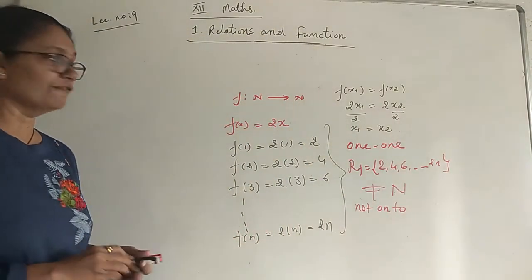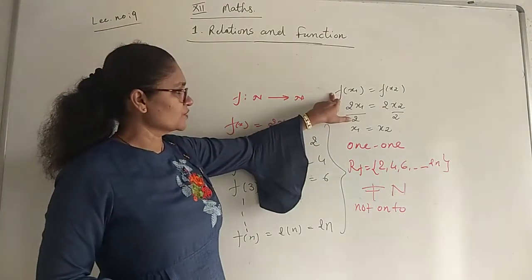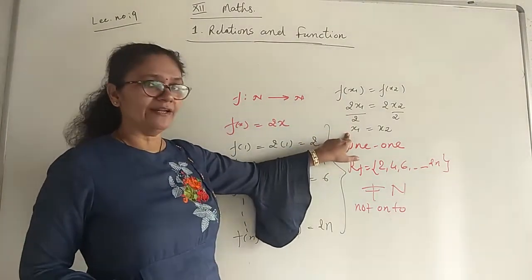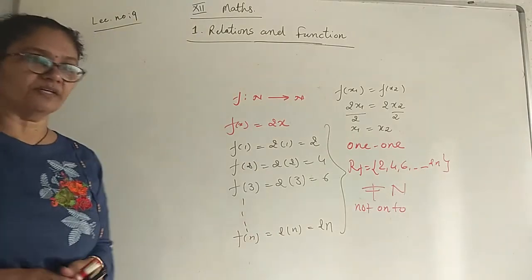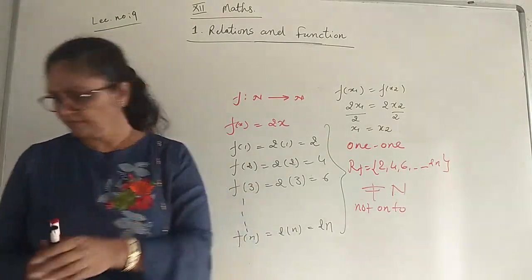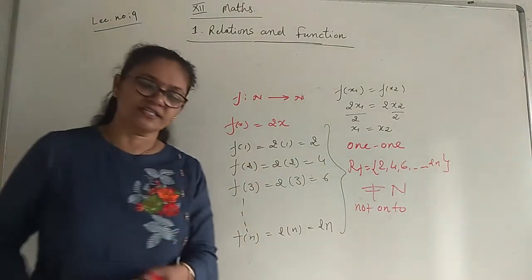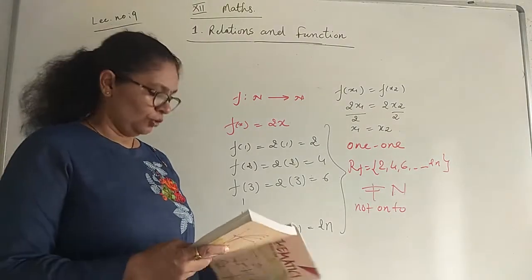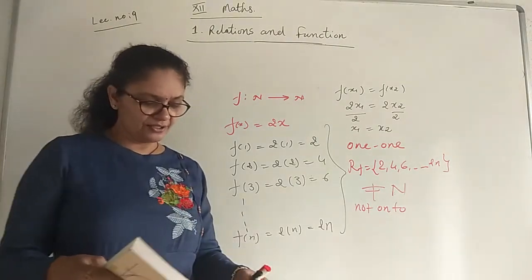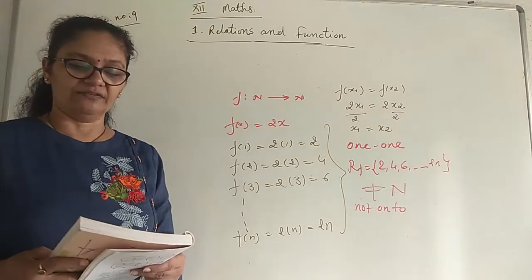So what is the meaning of it? If you take f(x1) equal to f(x2), and you get x1 equal to x2, your function is one-one. And its range and codomain are not the same, so you can say it is not onto. The method is already shown in your book, so you can check it once.